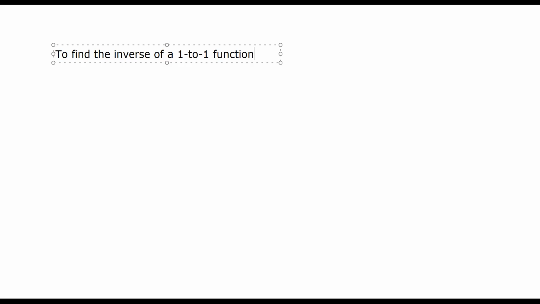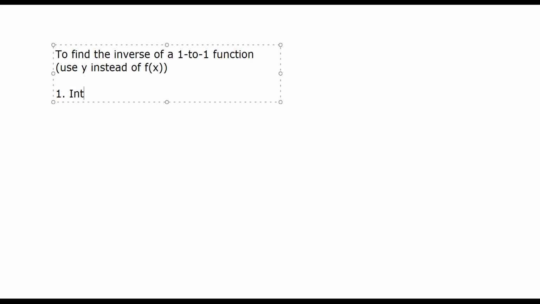So to find the inverse of a one-to-one function, first of all, use y instead of f of x, at least for the purposes of just doing the inverse calculation. Once you do that, you're going to need to interchange x and y. And that's not a fancy word for anything. I mean literally everywhere you see a y, slap an x in there instead. And everywhere you see an x to start with, slap a y in there instead. Just completely interchange them.